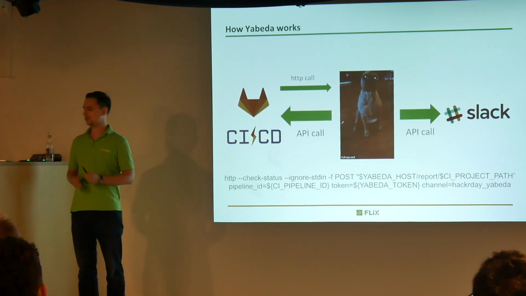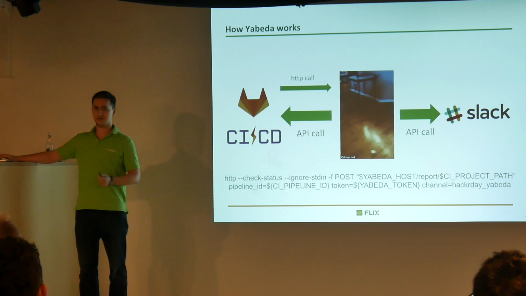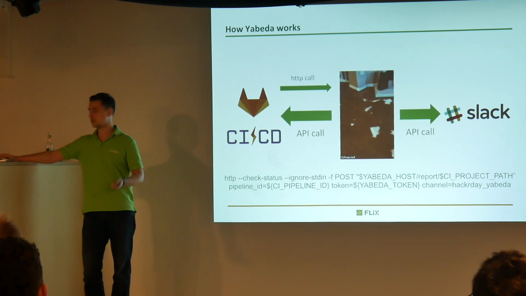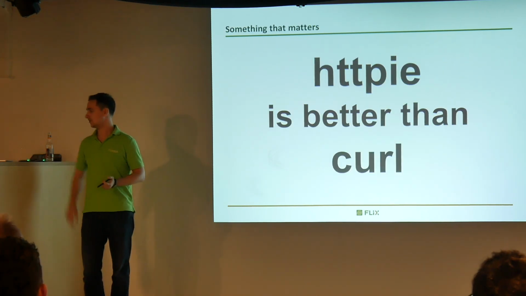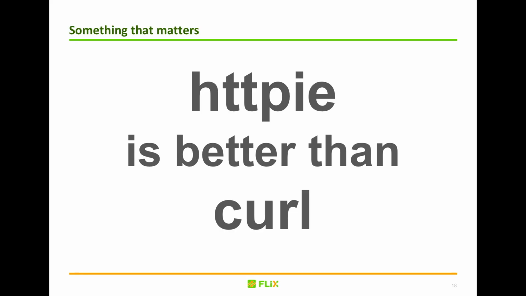And you can also use curl, but httpie is better than curl. And if you don't care about deployment notifications, it's the most important, most useful slide for you in this talk. httpie is better than curl. And yeah, it's better than curl. Use it.